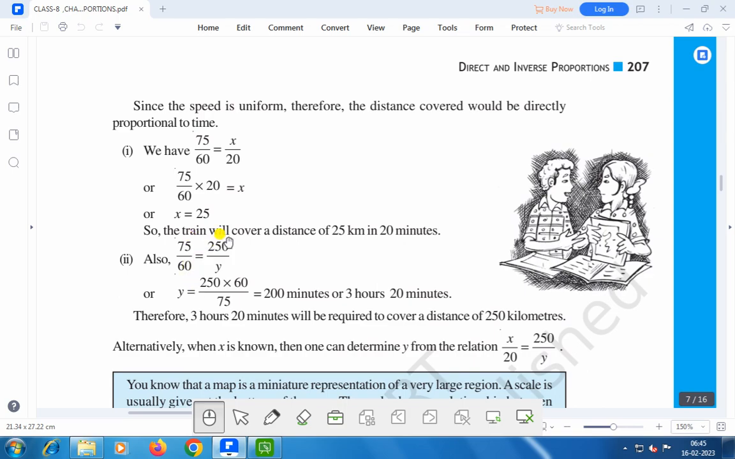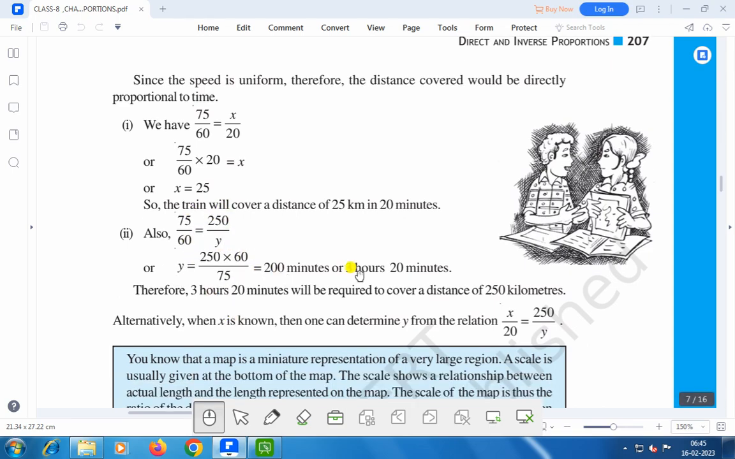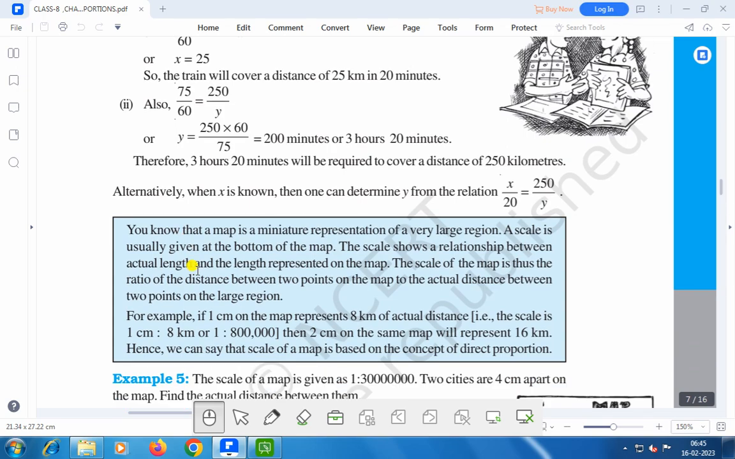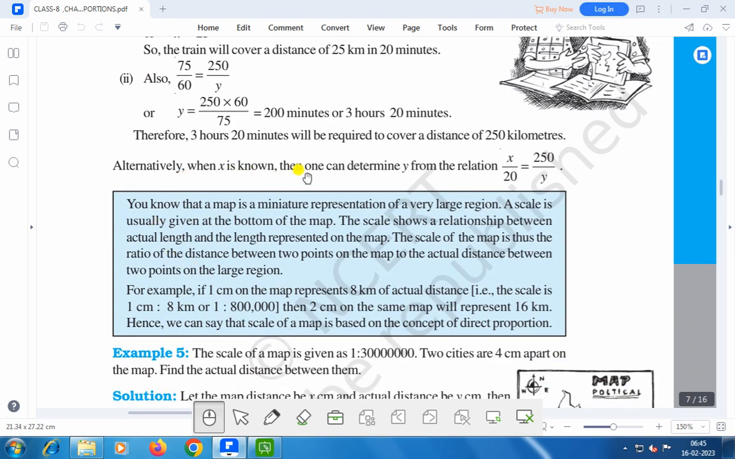75 by 60 is equal to 250 by y, or the value of y is equal to 200 minutes, and it is 3 hours 20 minutes. Therefore, 3 hours 20 minutes will be required to cover a distance of 250 kilometers. Alternatively, when x is known, then one can determine y from the relation x by 20 equal to 250 by y.